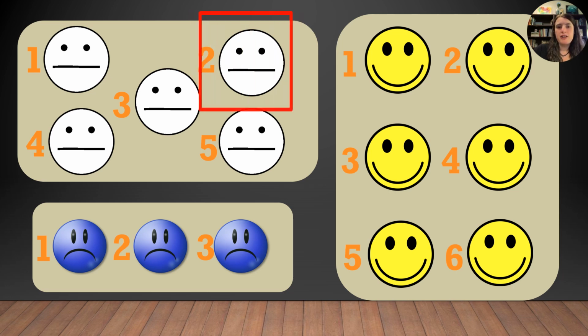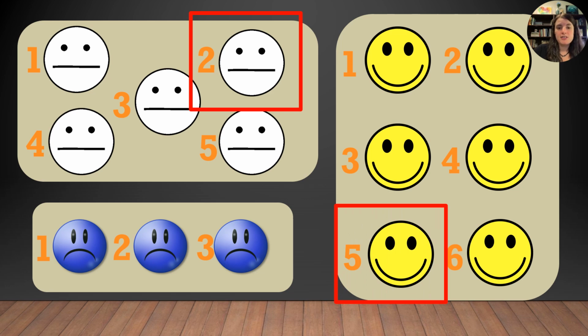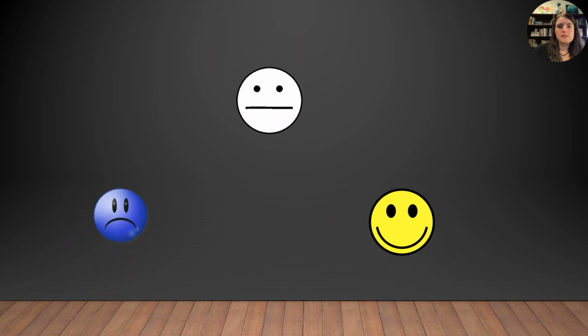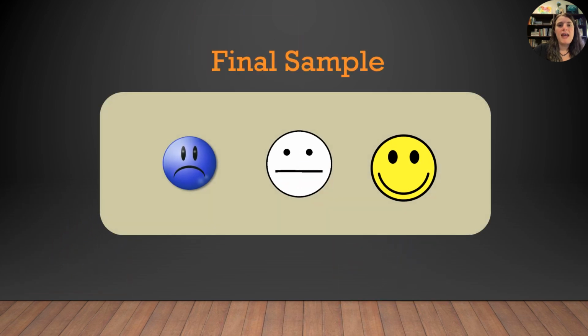My random number generator gives me 2 for this first strata, so I select participant 2 from the neutral strata. My random number generator gives me 5 for my second strata, so I select person number 5. And then my final random number is 1, so I select participant number 1 from the unhappy strata. I take out all of the customers not selected, and that leaves me with a final sample of 3 people representing all 3 attitudes I noted in my initial survey.